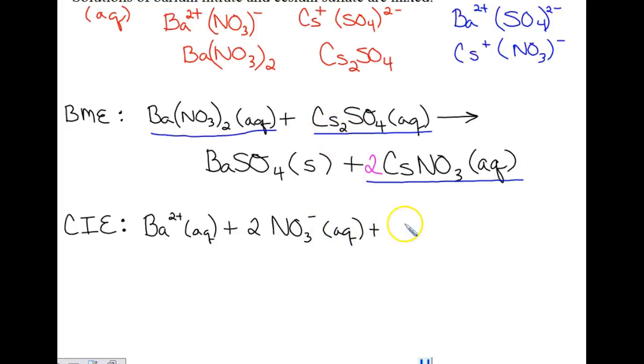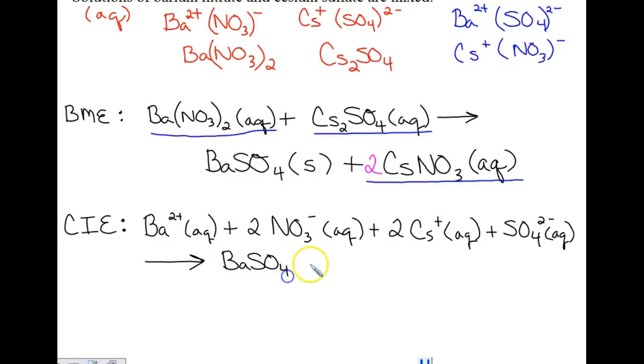This is 2 cesium ions and a sulfate ion. I'm running out of space a little bit there, so I'm going to put my arrow here. Alright, our product. If it's not aqueous, you don't mess with it. So our solid just gets rewritten. And then our other aqueous product becomes 2 cesium ions in solution and 2 nitrate ions in solution.